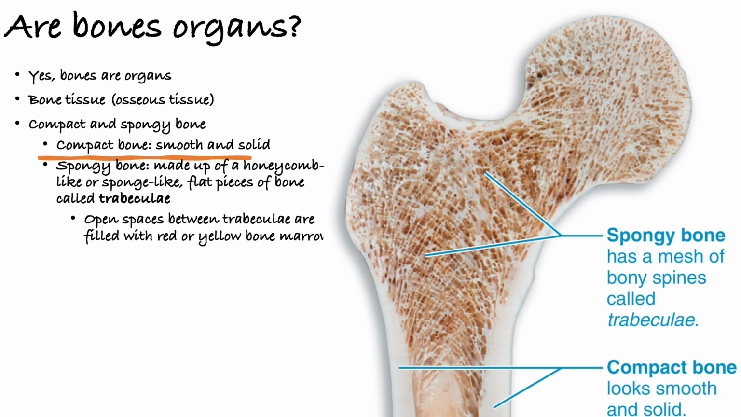So bone is divided into two parts, the compact and spongy bone. Compact bone is usually, when we look at bone, what we see. It's compact, it's smooth, it's solid, has no holes on it. While spongy bone is the opposite. It's made up of a kind of honeycomb-like structure. It will resemble a sponge, and have some flat pieces of bone that we call trabeculi. I'm just going to talk about trabeculi later on. And there are also going to be open spaces between the trabeculi, which could be filled with either red bone marrow or yellow bone marrow.